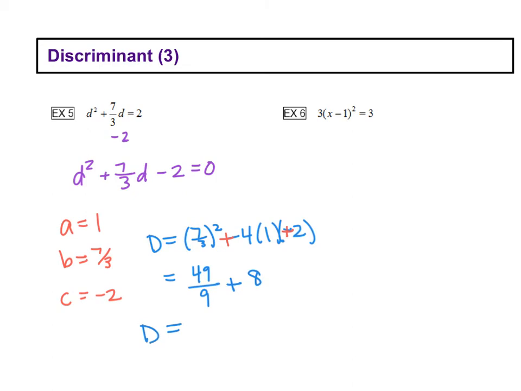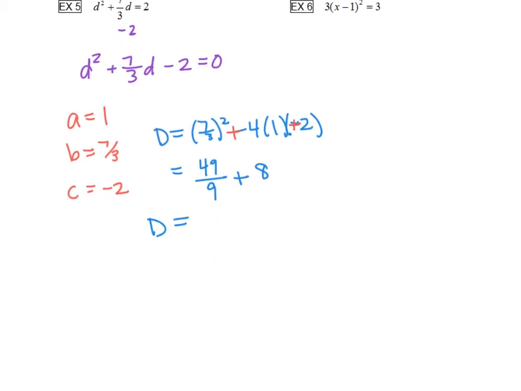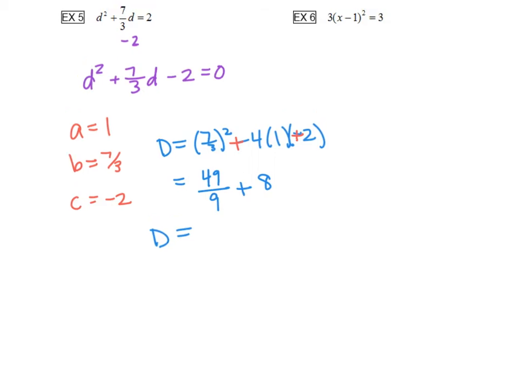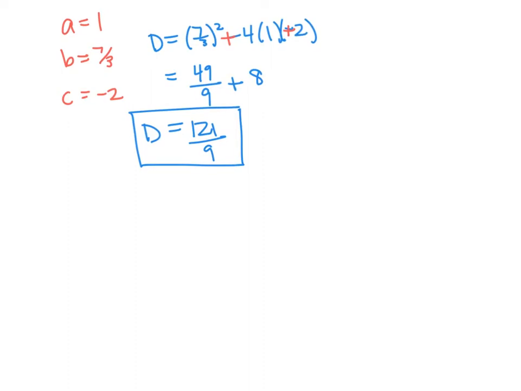I mean, the focus here is understanding what the discriminant means. When you add those together, you do get 121 over 9. So there's our discriminant. Now what we need to figure out is, is your discriminant positive, negative, or equal to 0? This discriminant is greater than 0. So what does that tell us about our roots? Our roots are real because our discriminant is greater than 0. They are not equal to each other.